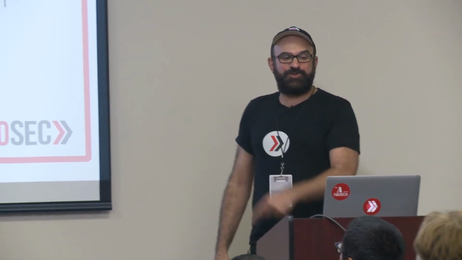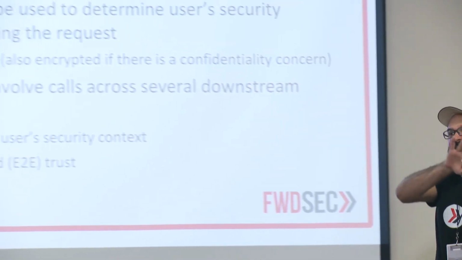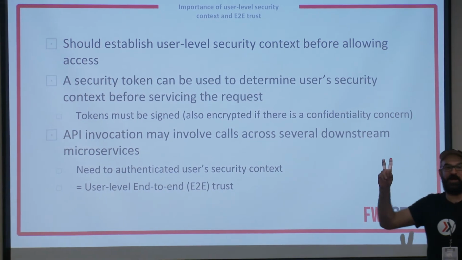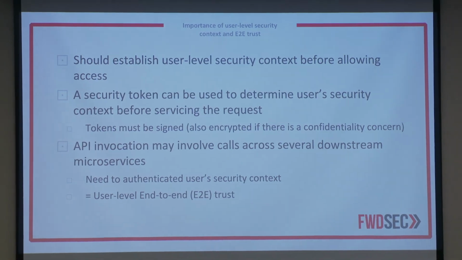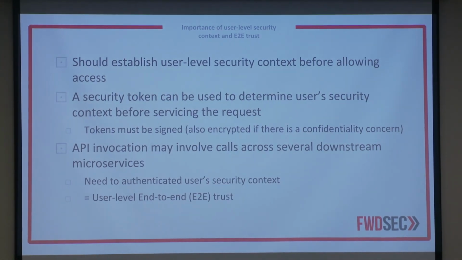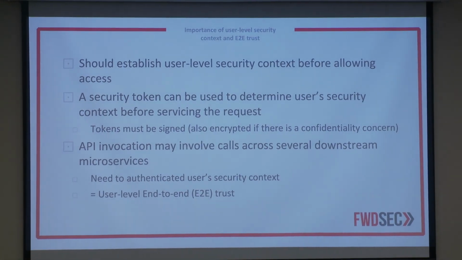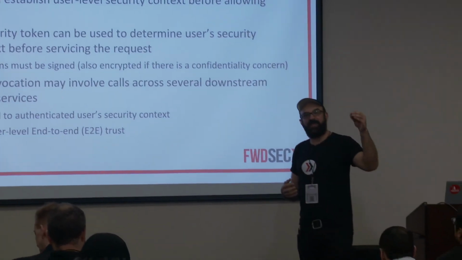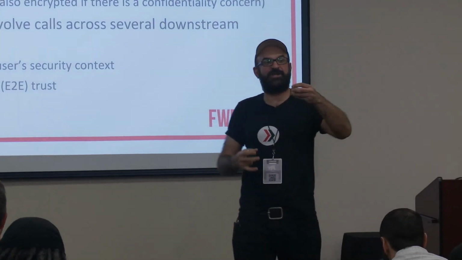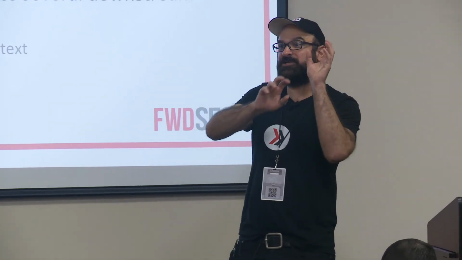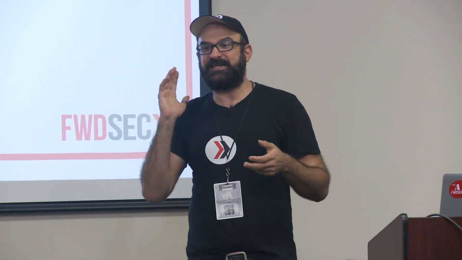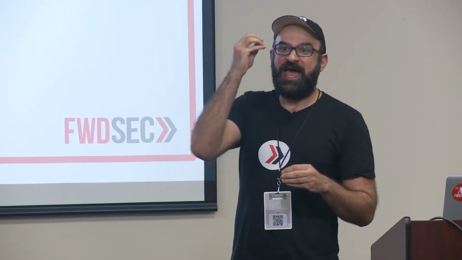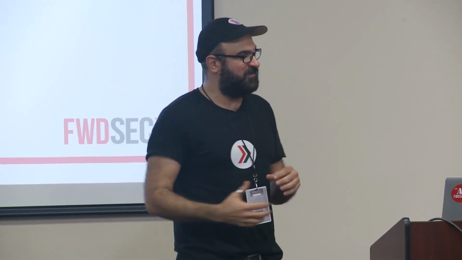So you should establish user-level security context before allowing access, and that should be carried end-to-end, which is this concept of end-to-end trust that we're talking about. And a security token can be used for that, to determine the security context before servicing that request, as I mentioned earlier. So when you go to that API gateway, you do your heavy authentication and the policies are checked, then you get a token. That token is granted based on the scope and based on the resource you're trying to access and all those kinds of things which we're going to talk about, and then that should be carried downstream. And I'm going to give you some examples, and we're going to talk about that a bit more as well.